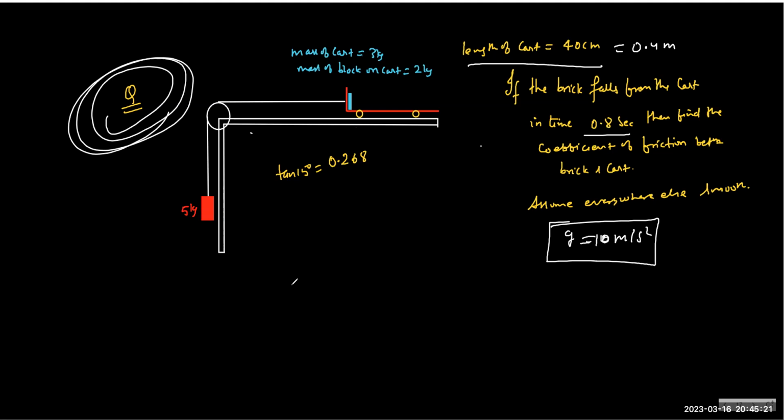In the ground frame, it will move to the left, but relative to the cart, it will move to the right. Yeah, of course. So it means they have different acceleration, right? On the left. So the cart has more acceleration than the brick, right? Isn't it?